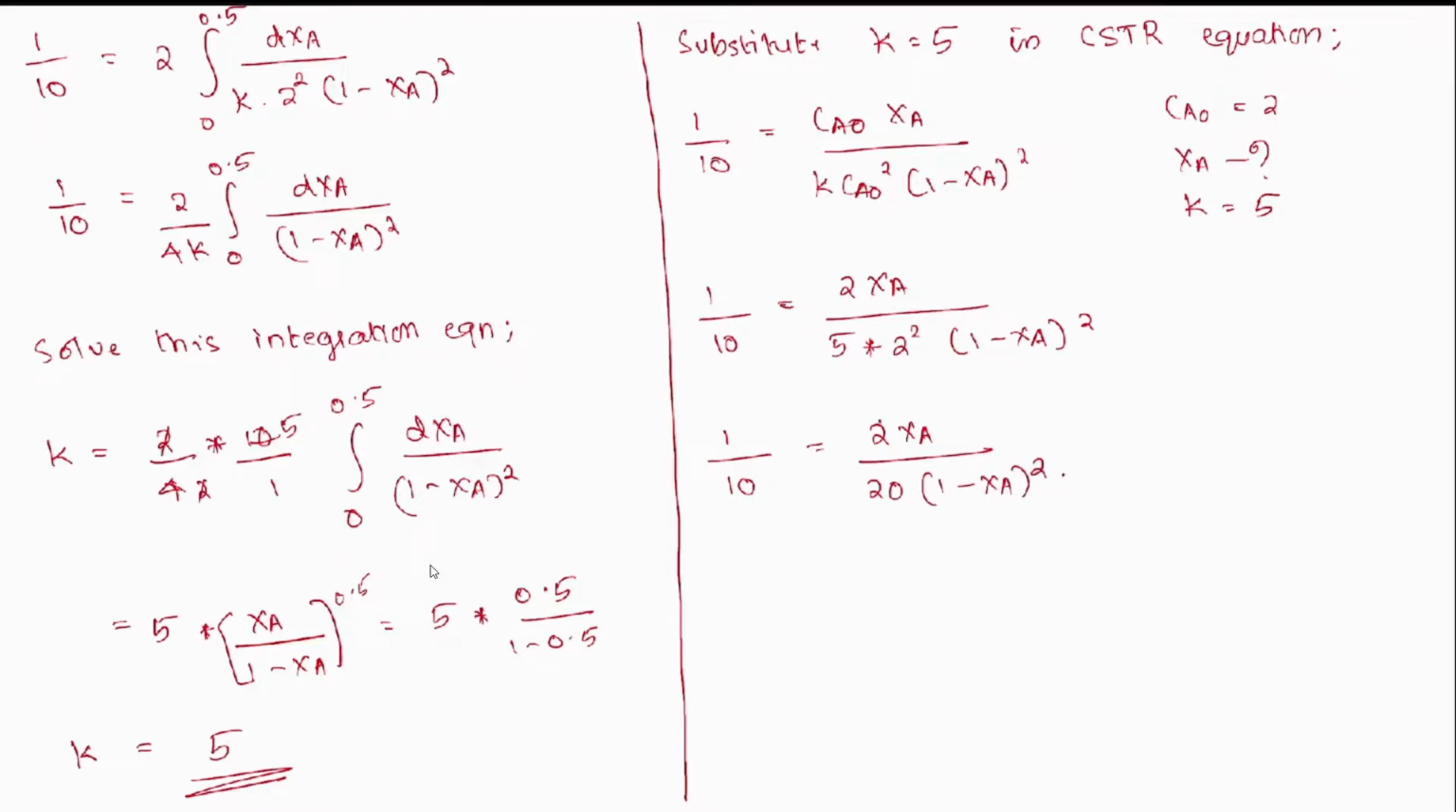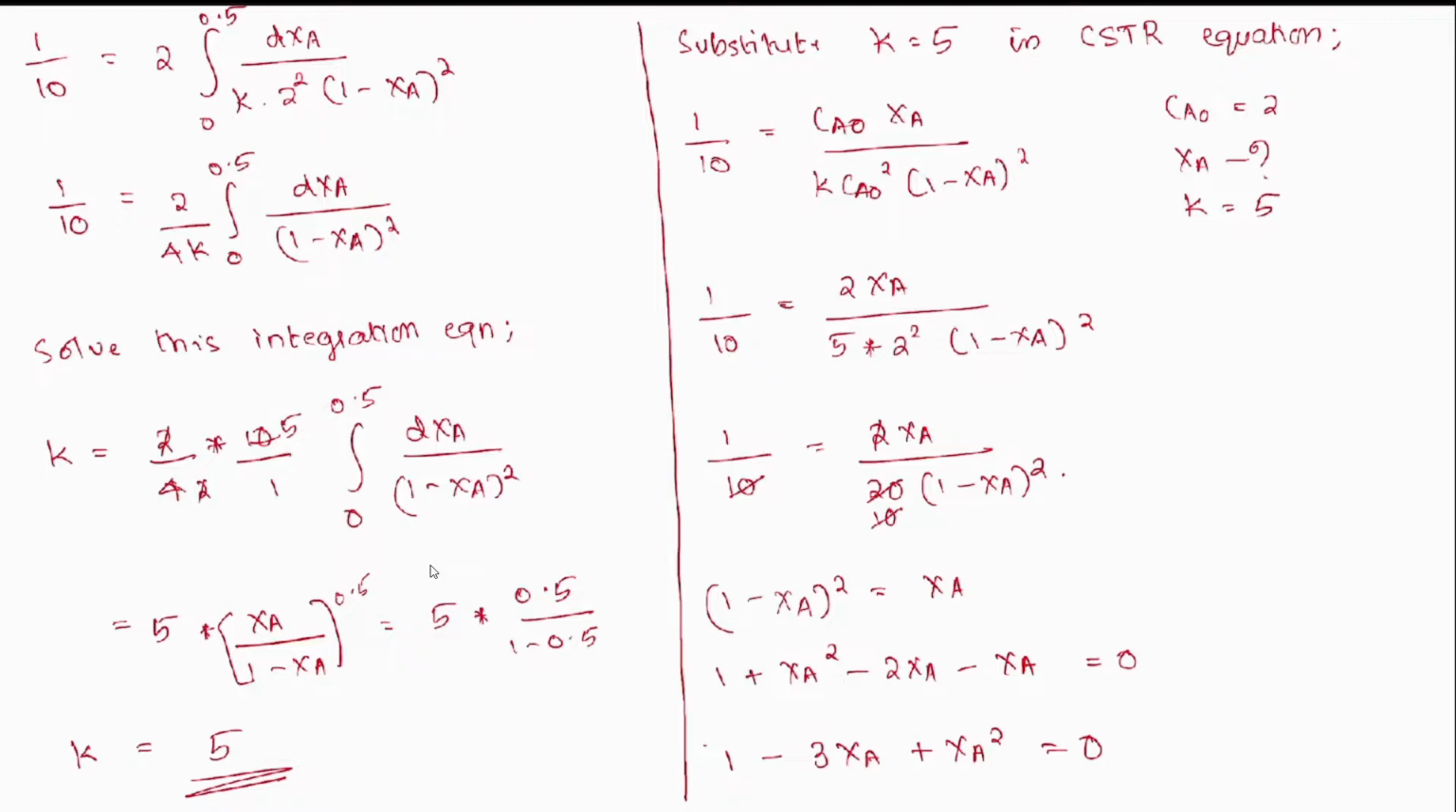So just write this equation in terms of Xa. We'll get 1 by 10 is equal to 2Xa by 20 into (1 minus Xa) the whole square. Now let's simplify this equation. It will be (1 minus Xa) the whole square is equal to Xa, and by opening this square and rearranging, we'll get a quadratic equation, 1 minus 3Xa plus Xa square is equal to 0. Now all we have to do is solve this quadratic equation.